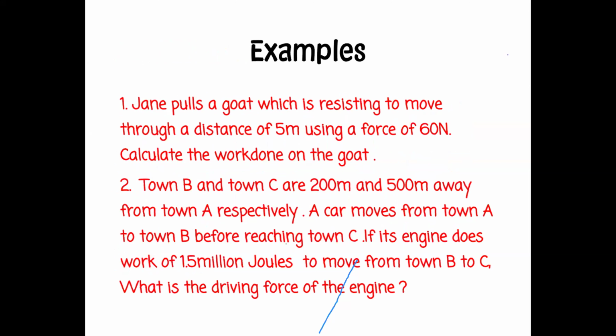Okay, we have examples here. We have an example that says that Jane pulls a goat which is resisting to move through a distance of 5 meters using a force of 60 newtons. They are telling us to calculate the work done.